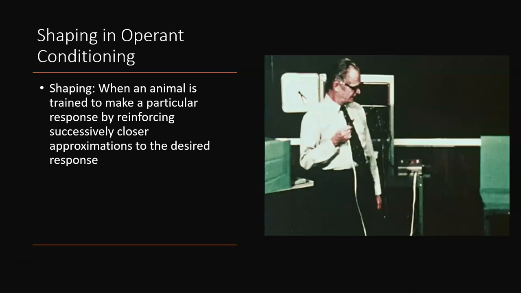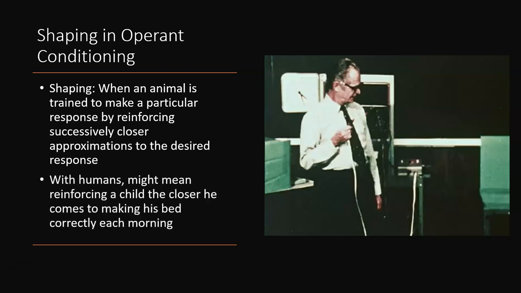So what you're trying to do is catch the organism, the animal, exhibiting part of the behavior, and you reinforce that part of the behavior, and over time you just continue to up the ante, asking for more and more of that behavior until you get to the desired behavior that you want. With humans, shaping works as well. It might mean that you shape up parts of a behavior that you want a person or a child to exhibit by providing reinforcers along the way to the finished behavior that you want.